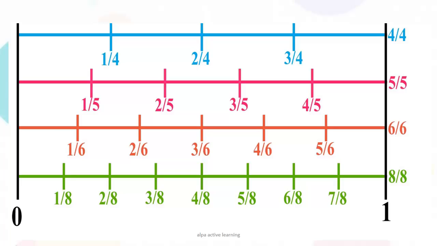If there is a fraction having 4 in the denominator, we'll make 4 parts of each unit. For 5 in the denominator, we again make 5 parts. And similarly for 6 in the denominator, 6 parts. And for 8 in the denominator, 8 parts. Remember, between 0 to 1, 1 to 2, 2 to 3 and ahead, we have to make that many parts which are in the denominator.